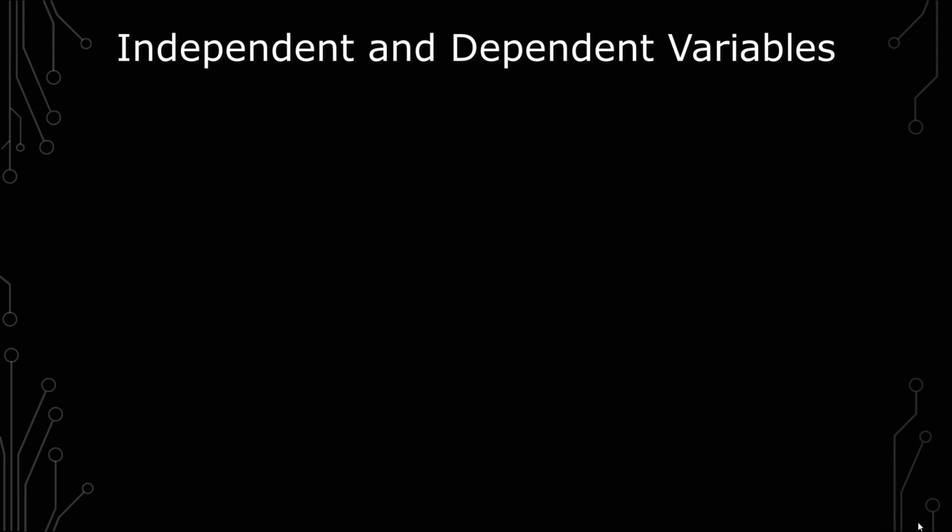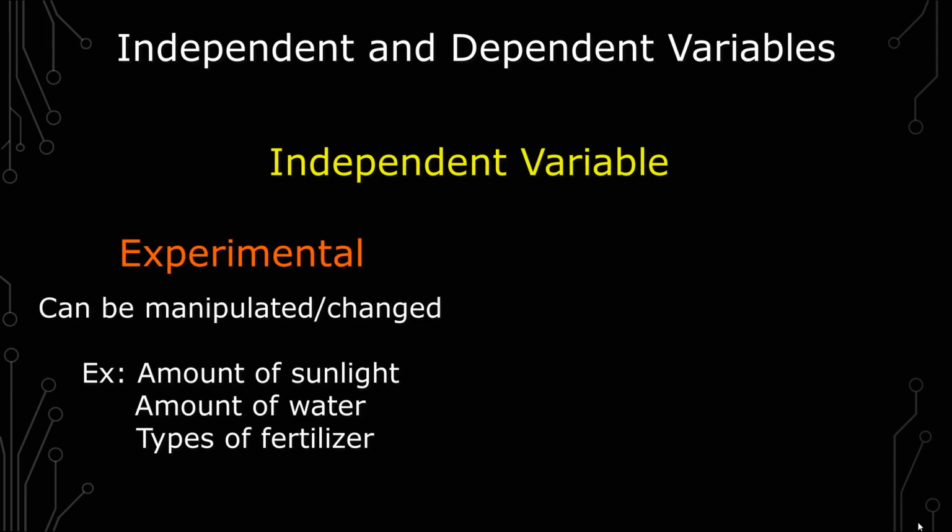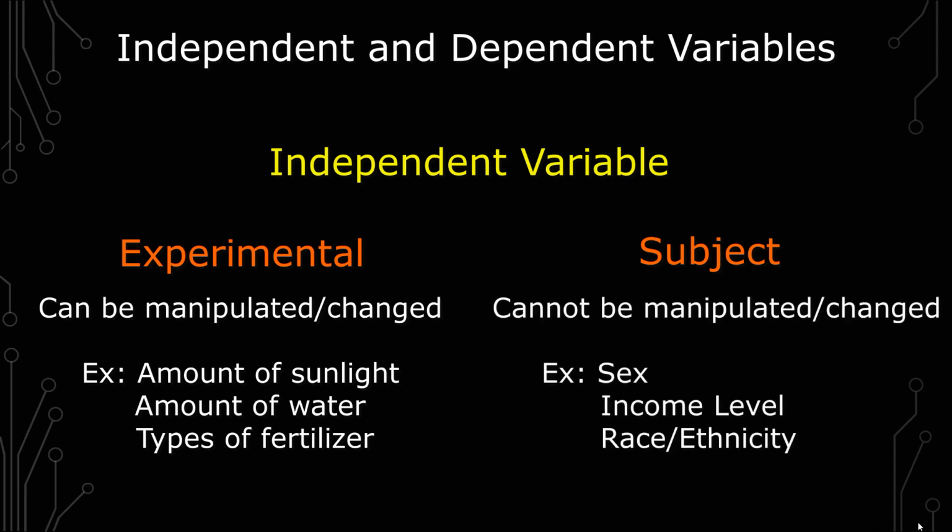Now, I've been talking mostly of experimental independent variables. Another variable I'm going to bring up right here is what's called a subject variable. A subject variable is typically a categorical variable that is used in studies such as surveys, where they will ask maybe what your sex is, what your income level is, what your race or ethnicity is. These are demographics that you cannot change on a person, and so you cannot experiment with them.